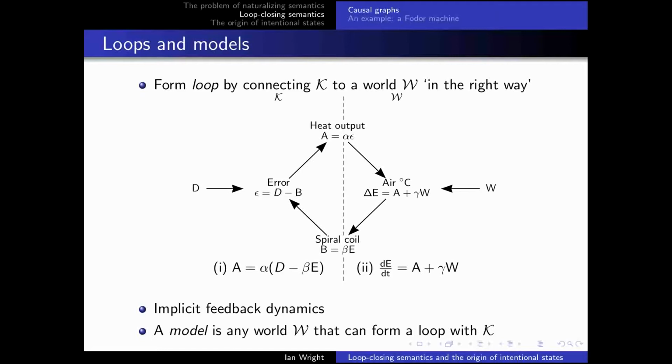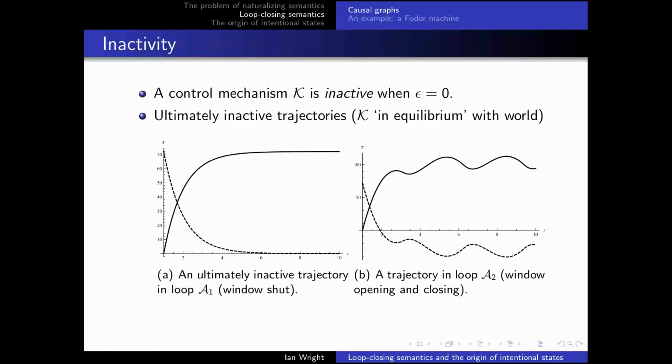But we're interested in a special class of models, the loop closing models. So we want to pick out the subset of models in which K's desire-like state is satisfied. And we do this with the concept of inactivity. Inactivity is when K's error state is 0 and its action output is null. In other words, K is in a state of equilibrium with its environment.